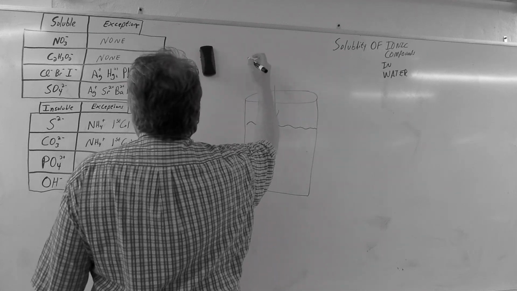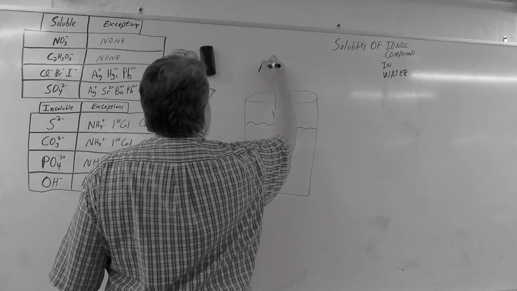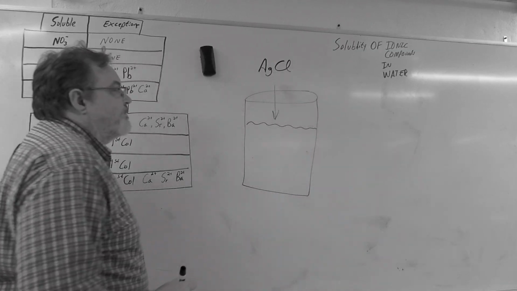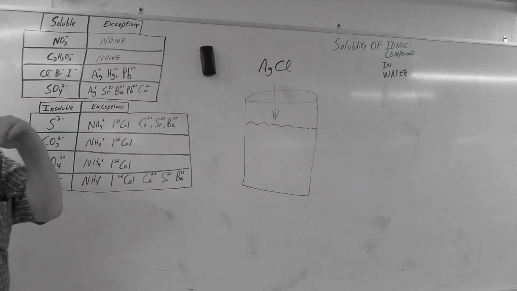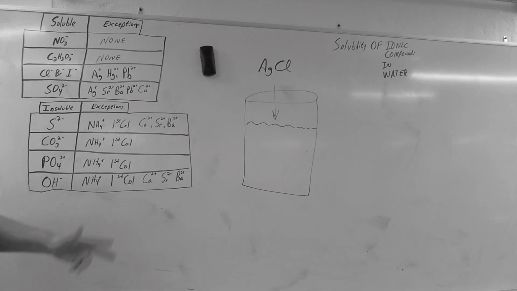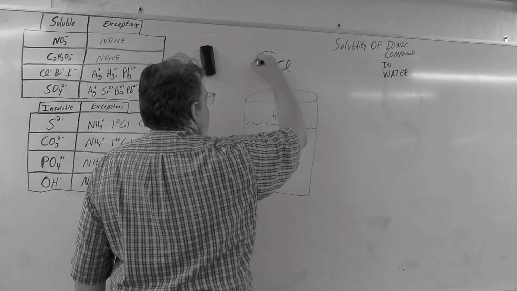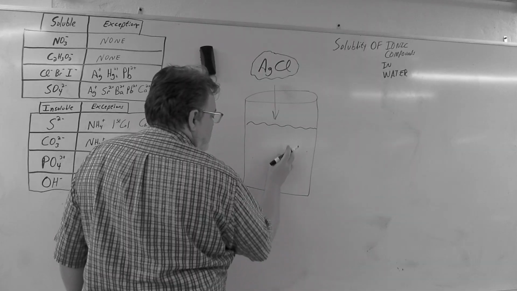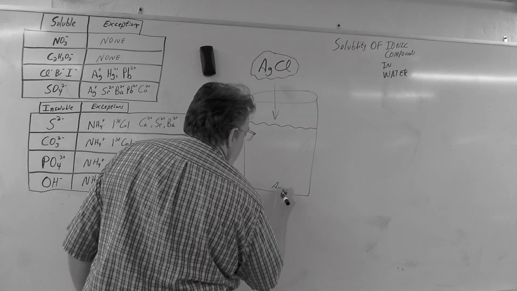But what if I did silver chloride? I'll show you how to use this chart in a second, but if I put silver chloride in here, let's say I had a chunk, a little grain of silver chloride, and I put it in here, all it's going to do is sink down to the bottom.